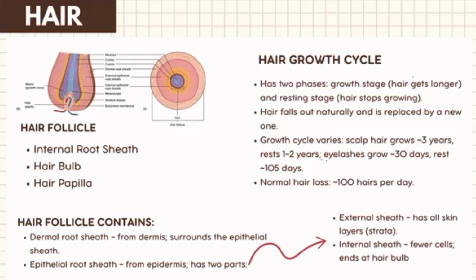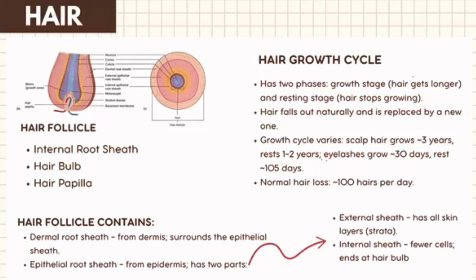Then there are two main stages for the hair growth cycle. First is the growth stage, where the hair gets longer. Second is the resting stage, where the hair stops growing. And it says that hair naturally falls out and is replaced by a new hair.